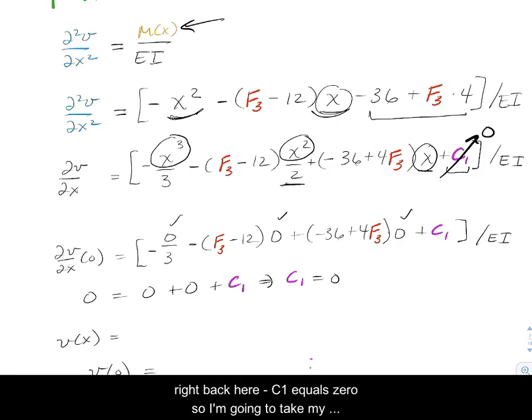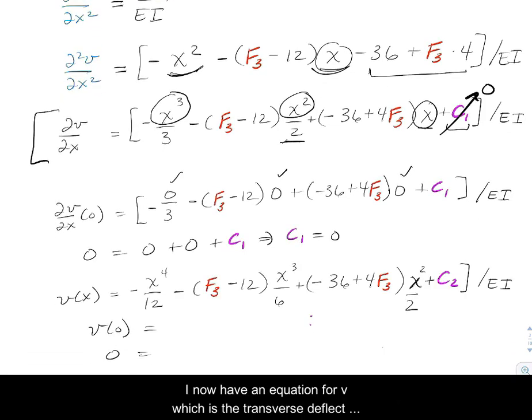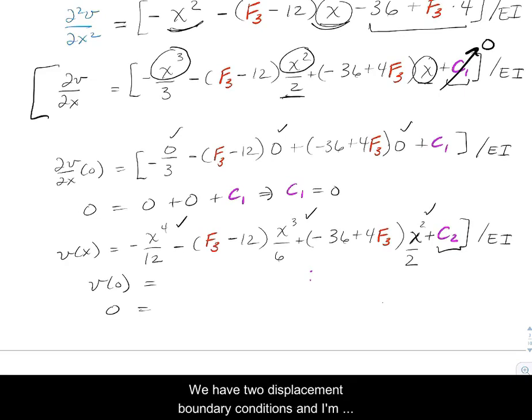So I'm going to take my slope equation and I'm going to integrate it one more time. Now I have an equation for v, which is the transverse displacement. So again, you see that x to the third has become x to the fourth. Our x squared has become x to the third. We've got x's now at x squared, and we have another constant of integration that I've called c2. And now we have 2 boundary conditions that we're going to apply.